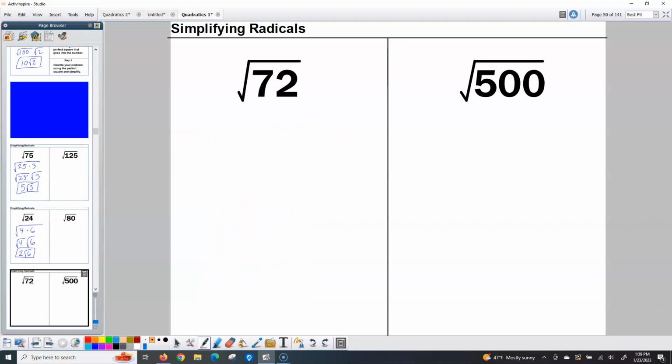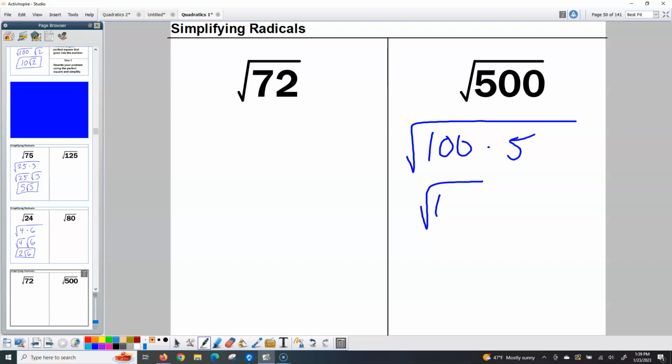Square root of 500. You try that one. Push pause, try. It'd be 100 times 5. Square root of 100 times square root of 5. That's 10 square root of 5.